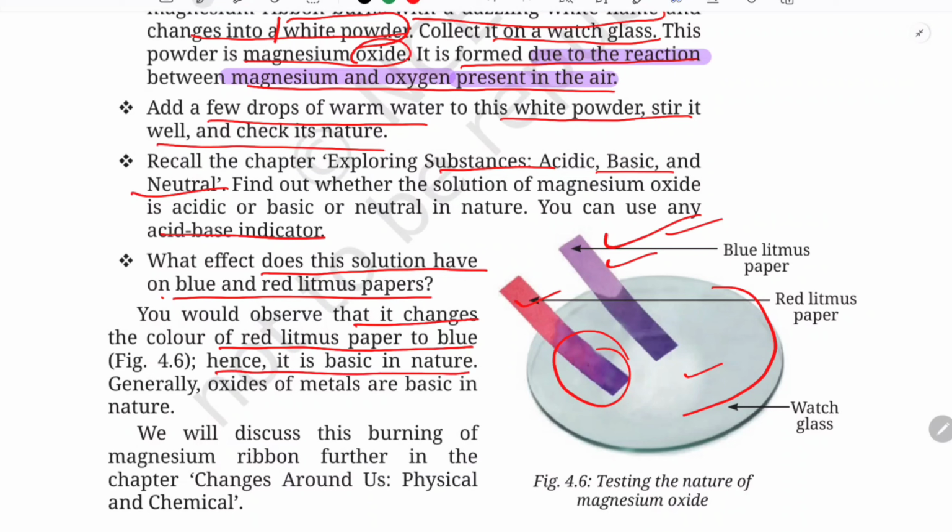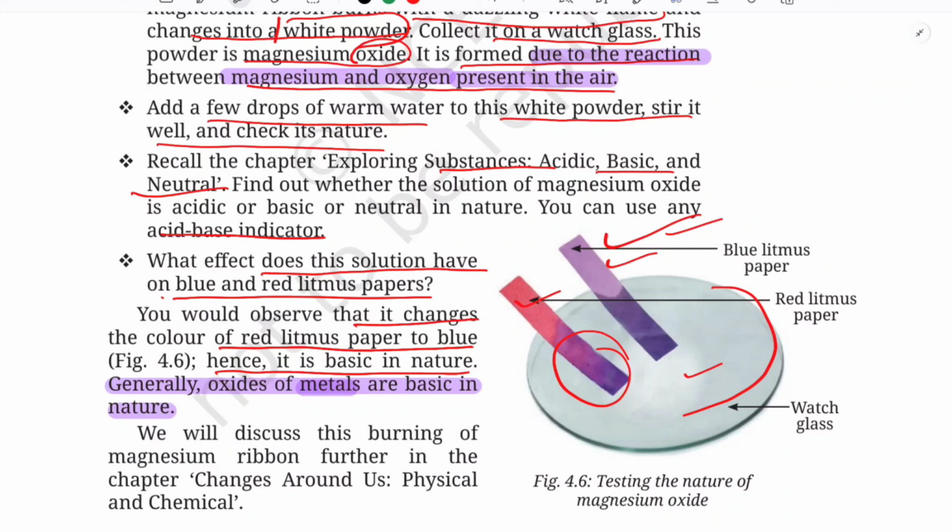Okay, that means this metal oxide, magnesium oxide, is what? It is basic in nature. So generally, this is important here. Generally, oxides of metals are basic in nature. Means oxide of all metals are what? Basic in nature, and oxides of non-metals are acidic in nature.